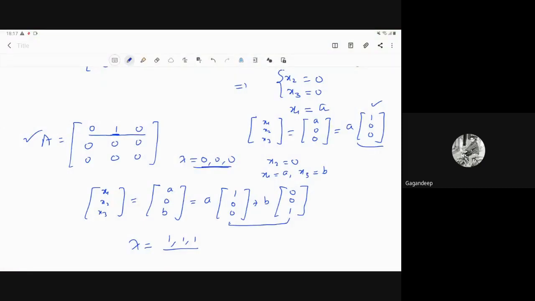An eigenvalue may repeat any number of times, but it is not necessary that you will get that number of independent eigenvectors. It may be the same or it may be less also. Clear? From these examples? Okay, good.